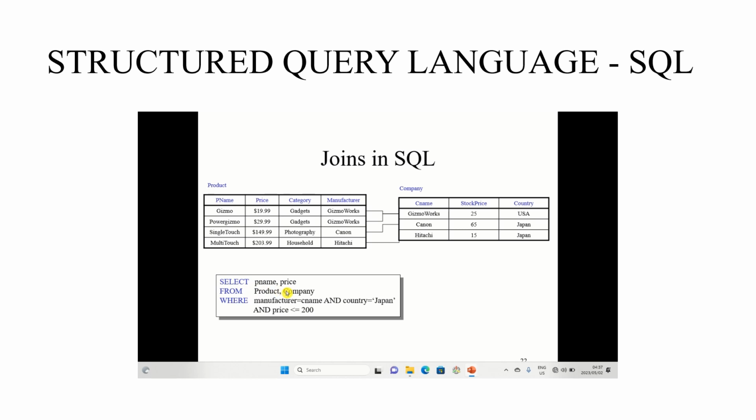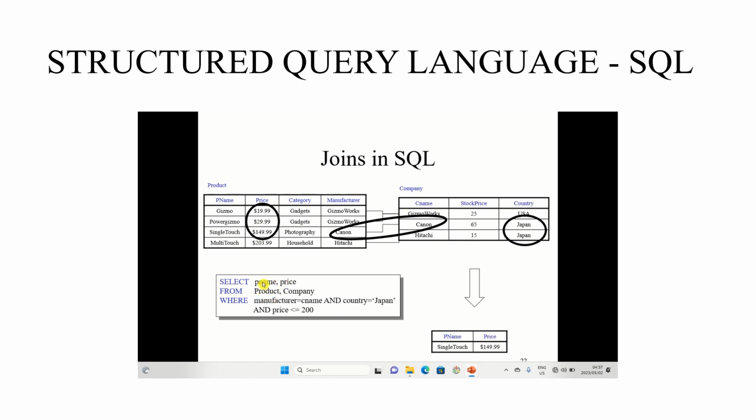Select product name, price, which means you are going to display P name and price from product and company, from the two, where manufacturer equals C name and country equals Japan. This is the join. Country equals Japan and price is less than 200 US dollars. Yes, so they are showing you the output. Okay. So yes, the output shall be singly touched.